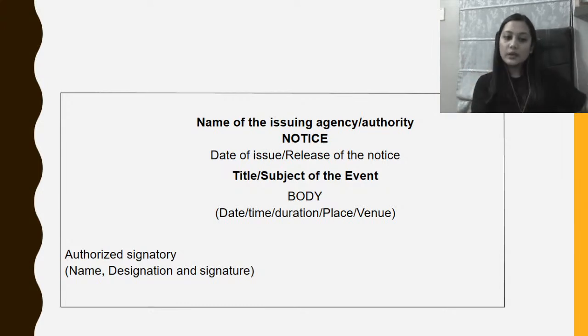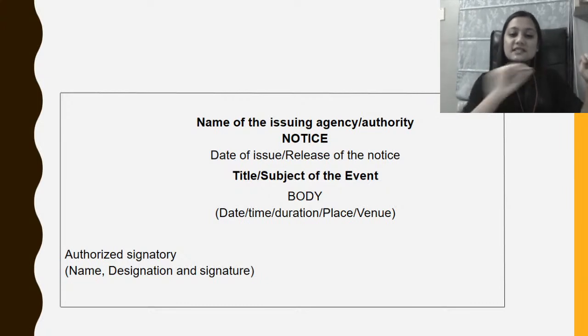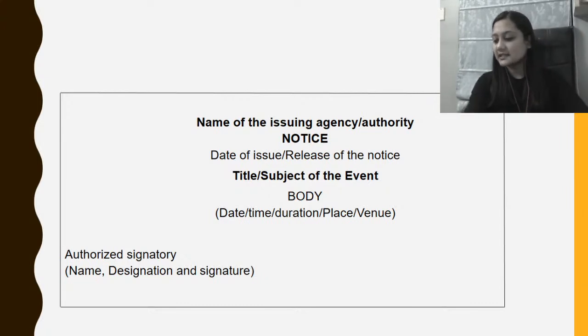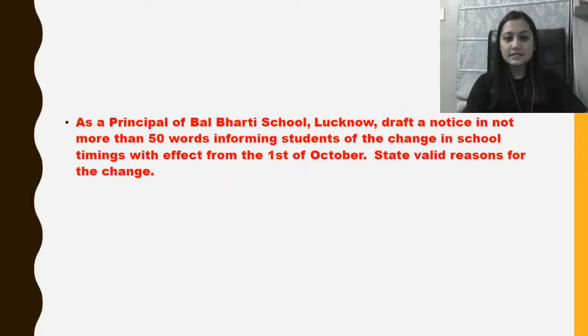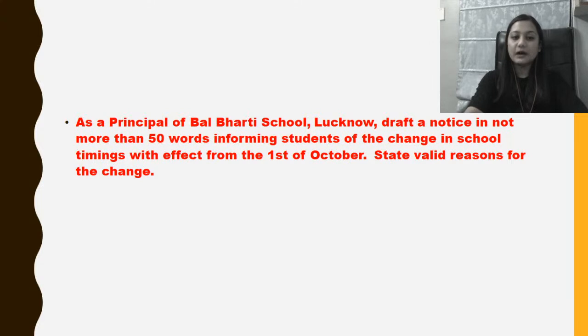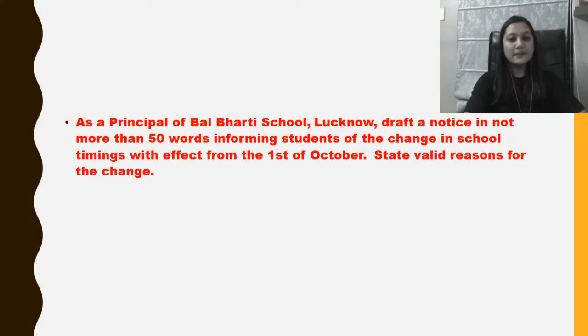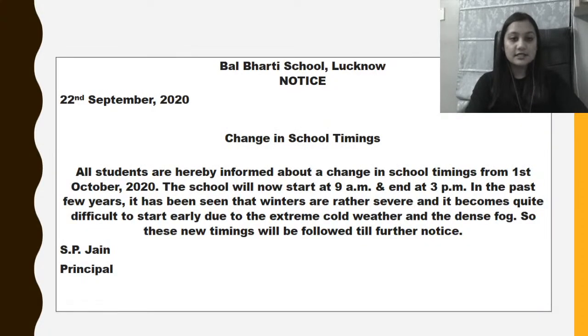That we are done. We are going to sign off with our own name if it is given. If it is not given, then whichever way you are fine with, you need to mention your name, you need to sign, and you need to mention your designation as well. Now the question was, as the principal of Bal Bharti School Lucknow, draft a notice in not more than 50 words informing students of the change in school timings with effect from the 1st of October. So you are the principal of the school and you want to inform the students at large that the timings are being changed.